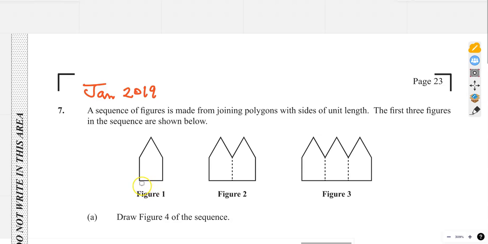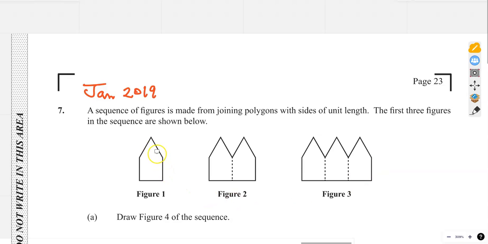In figure 1, the line at the base is 1, but in figure 2 you can see that it's 2 lines at the base, and in figure 3 there are 3 lines at the base. So if you want to draw the fourth figure, you should have 4 lines at the base. At the sides you can see it's a constant, just 2. On the outer you can see it's 2.